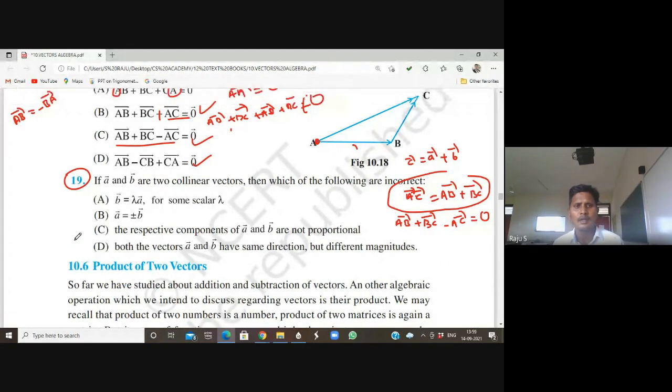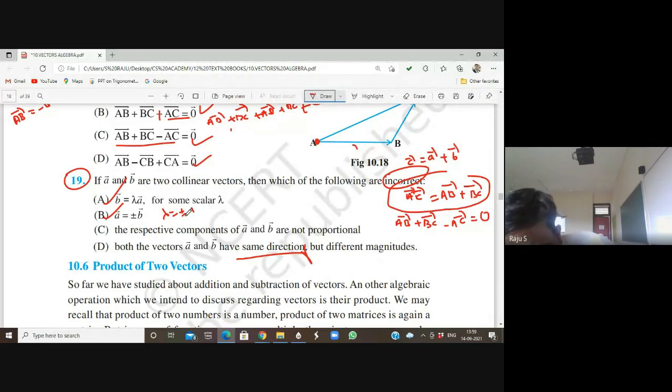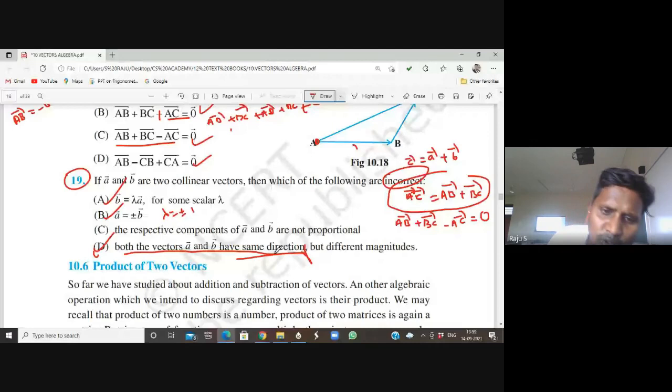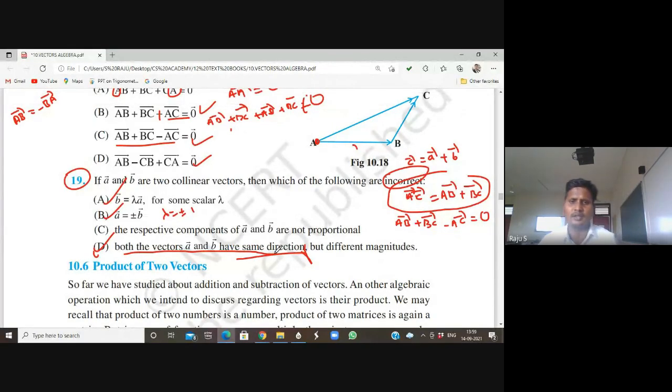And coming to 19th, which one of the statements is wrong, students? Are two collinear vectors. Which of the following is incorrect? This is true, because the lambda value is plus or minus 1. Both vectors A and B are in the same direction. Is it compulsory? Yes. Option D is correct, because this is a wrong statement. Collinear vectors need not be in the same direction, maybe opposite direction. It's not necessary that they have different magnitudes. It may be the same magnitude.